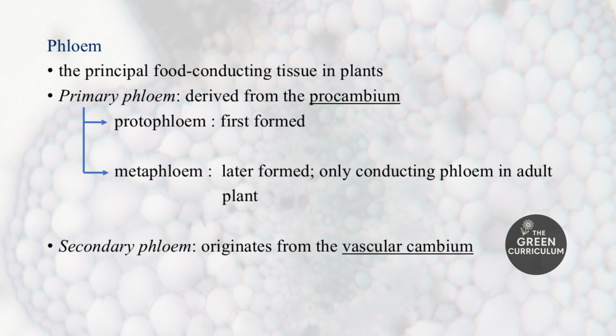Protophloem is the first formed phloem tissue. They are non-functional, and metaphloem, which is the later formed, is the only conducting phloem tissue in an adult plant.